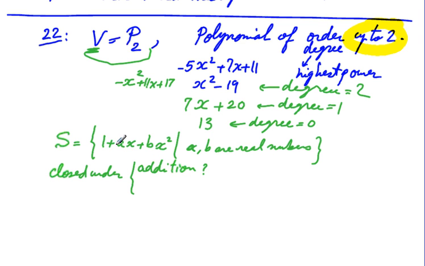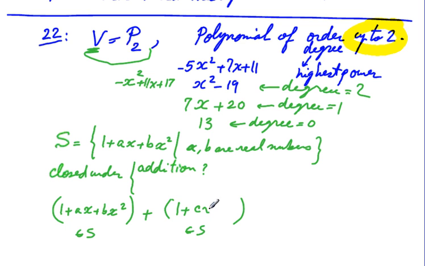Look, this is 1 plus ax plus bx squared. This is one member of set S. Give me another example, another member of set S: 1 plus cx plus say dx squared. C and D could be anything. If I add them, what do I get? 2.